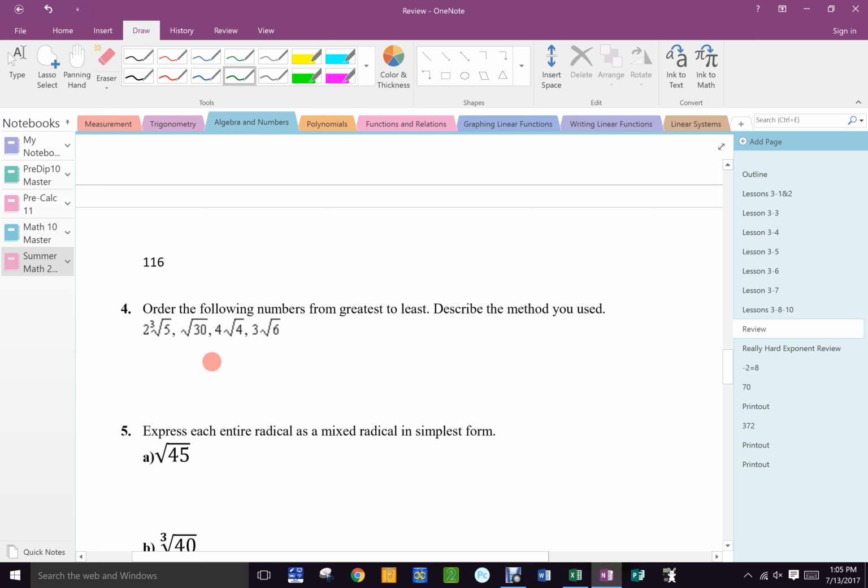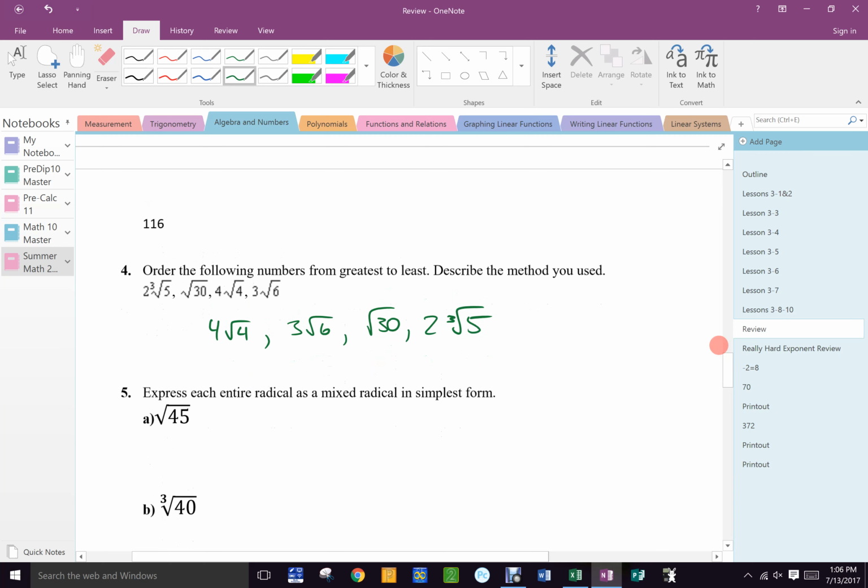This is 4 root 4 is the biggest. Then 3 root 6. Then root 30. Then 2 cube root 5. That's the order they need to be in. What method? That's up to you. I don't care.